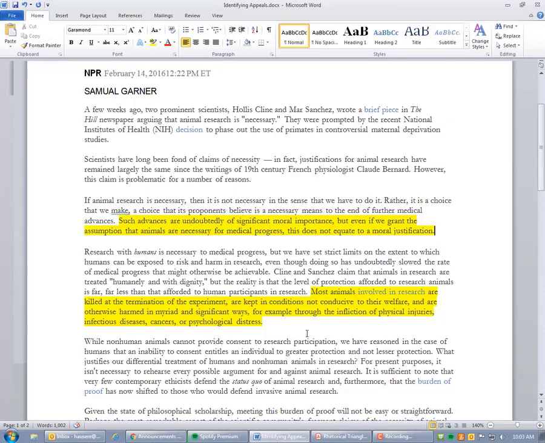So I'll read this. Most animals involved in research are killed at the termination of the experiment, are kept in conditions not conducive to their welfare, and are otherwise harmed in myriad insignificant ways. For example, through the infliction of physical injuries, infectious diseases, cancers, or psychological distress. So what this is doing is it's making us feel sympathy for the animals that are being researched. If we feel that sympathy, then we're going to feel a moral obligation to those animals. So sympathy here is the emotion that we would identify as we're analyzing this article.